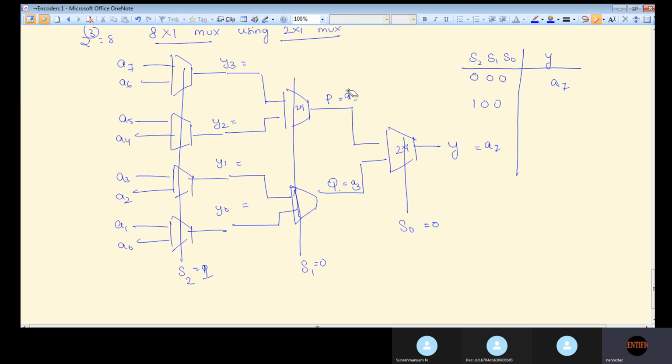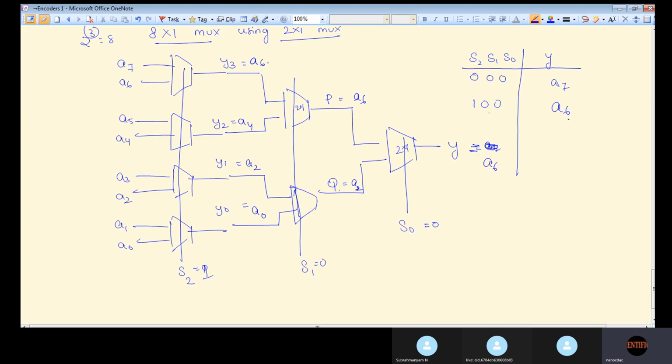What happens to your outputs? Y3 will be equal to what? A6. Here A4. And here A2. And here A0. What comes out here, tell me? 0, right? So this is A6 and this will be equal to A2. Okay. So this will be equal to it. Y will be equal to what then? Y will be equal to what? A6. Your output will be equal to A6.